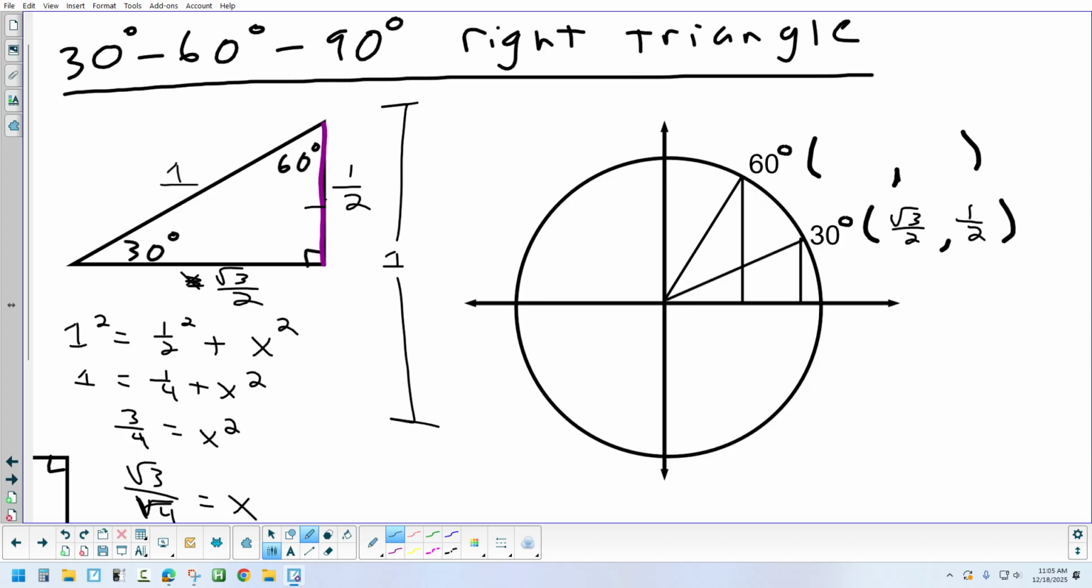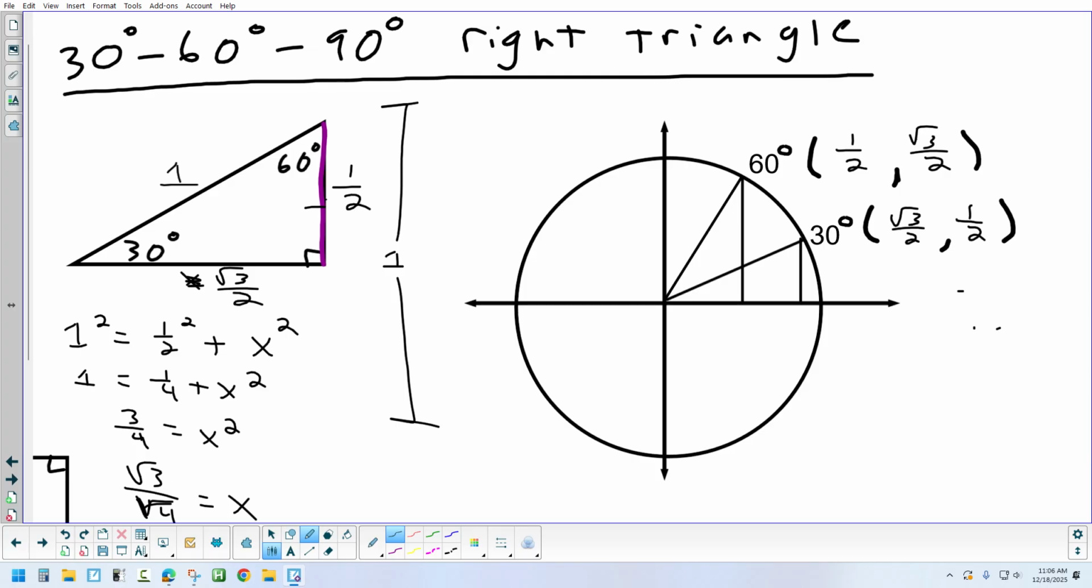Now that we know the 30, we don't have to redo it all for the 60. 30 and 60 are the same triangle, it's just that one is rotated standing up, and the other one has the long side laying down. So what do you think the coordinate for the 60 is? Just flip the x and the y. So it would be 1/2 and then square root 3 divided by 2. So those are the coordinates for the 30 and the 60. Any questions on those two?